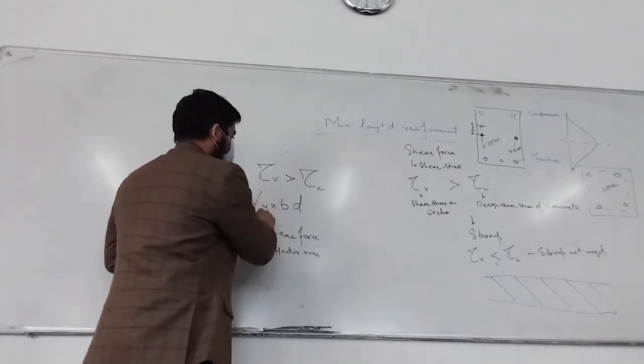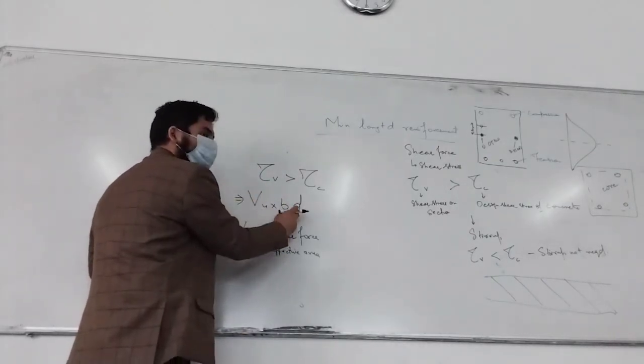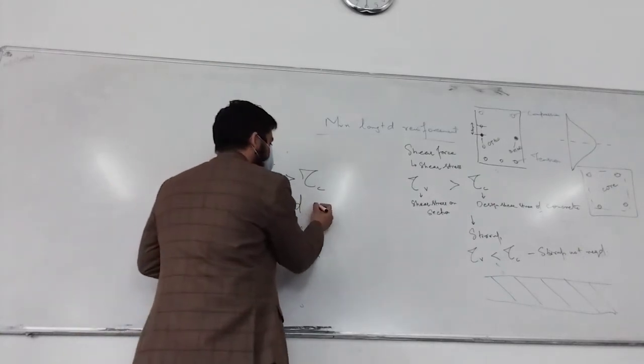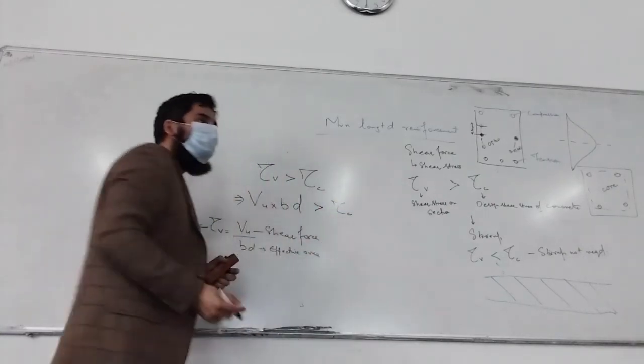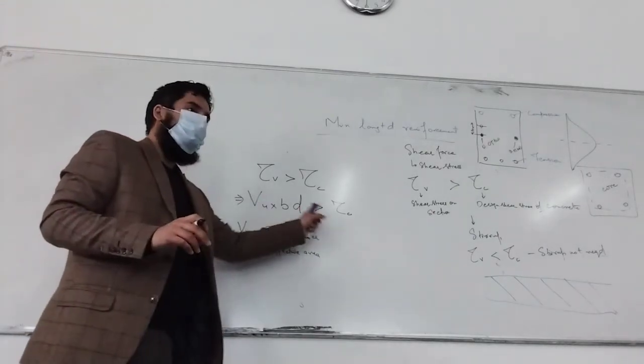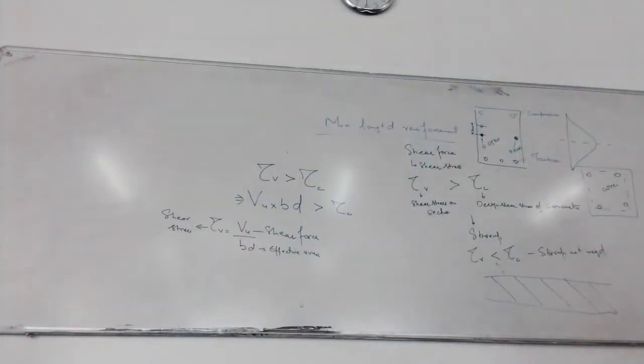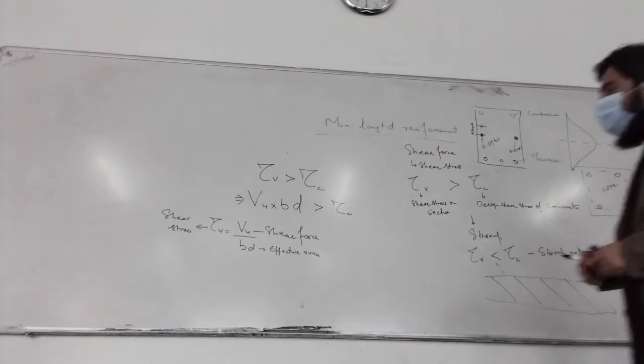Now tau v will be equal to Vu by bd. This has to be greater than tau c. When this is greater than tau c, then we provide the shear reinforcement from this equation to carry a shear equal to Vu minus tau c into bd.